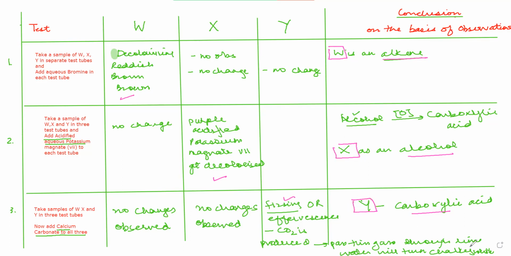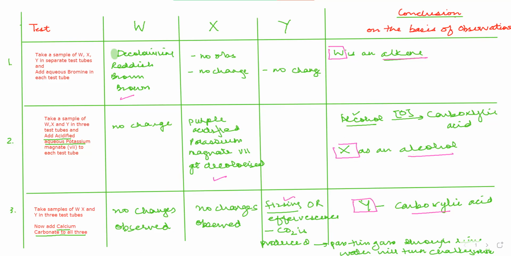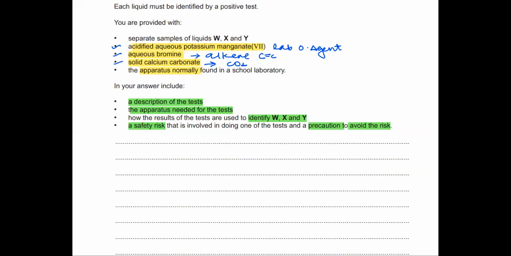Now coming to the next part of it. The next part, the examiner asks us to give the risk assessment, right? So we'll look into it. I'll go through that particular point, read it again, and then come back to the solution. We have already seen this particular part. I've explained how to describe what tests are going to prove which one is an alkene, which is an alcohol, and which one is a carboxylic acid.